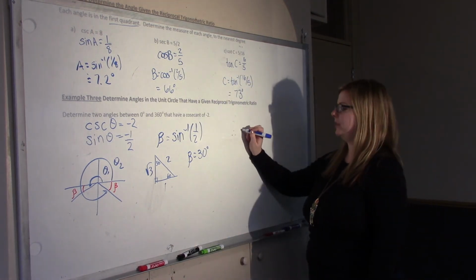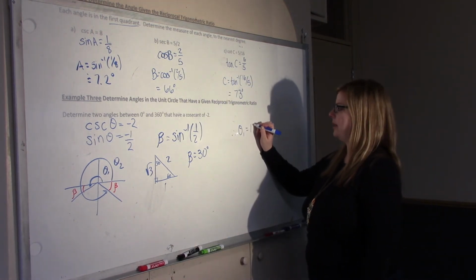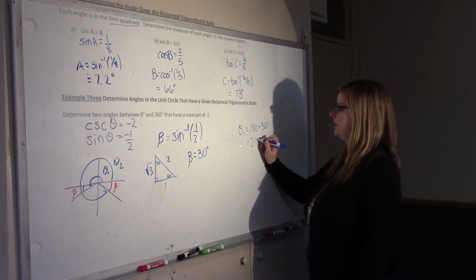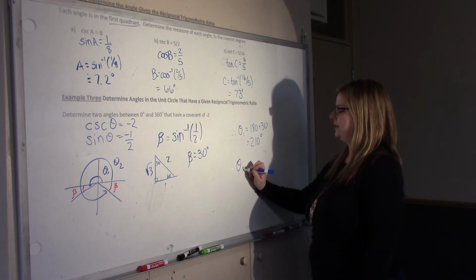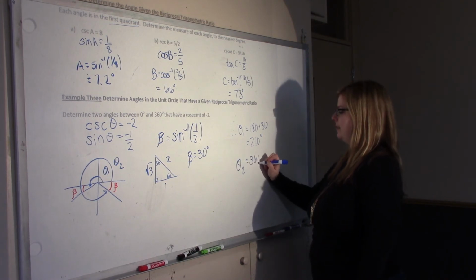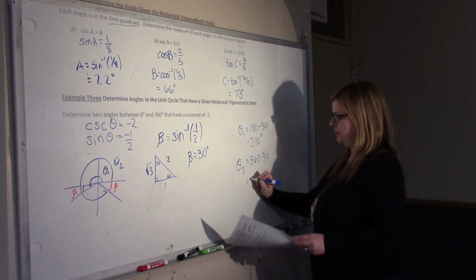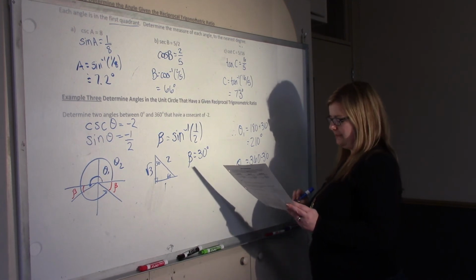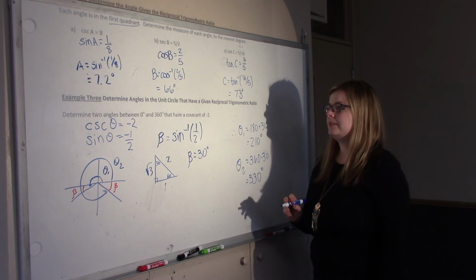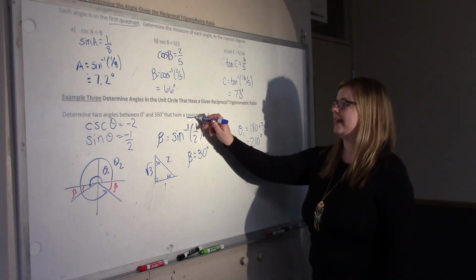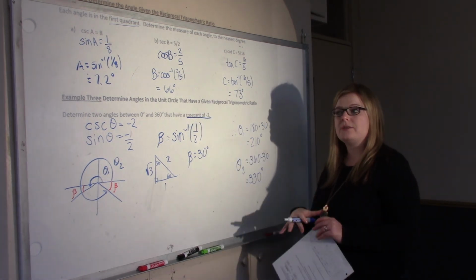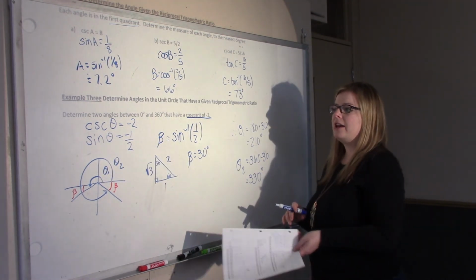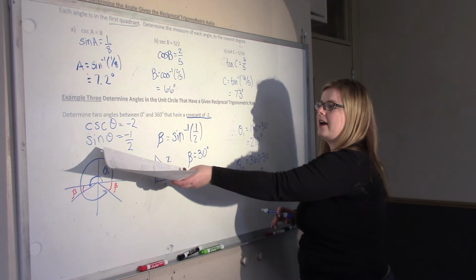Therefore, theta 1 is equal to 180 plus 30, so 210 degrees. And theta 2 is equal to 360 minus 30, so 330 degrees. Okay, so again, you start with the cosecant. To solve that, you have to turn it into a primary trig ratio. All right. Then you look at the negative sign. It's sine and it's negative.